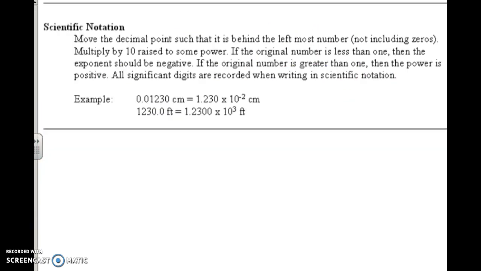Okay, now I need to teach you some scientific notation. Many students don't know how to do scientific notation. At least that's what we're finding out in our classes. So there's really 2 steps, 1 and 2. We're on the back of your sheets right now. It says you move the decimal point such that it is behind the leftmost number, not including zeros. So I'm going to use this example right here.